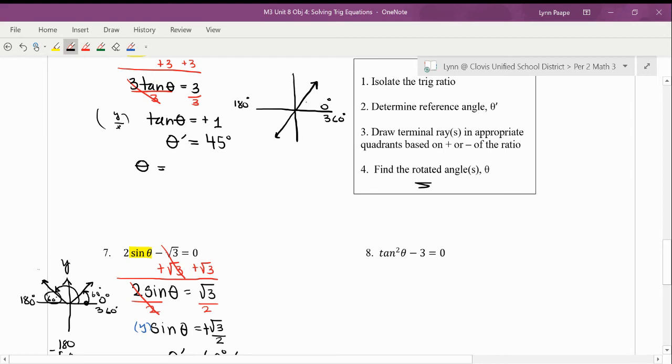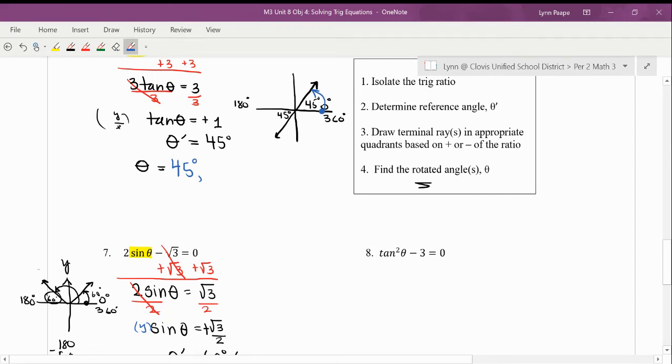So our reference angle is 45 degrees, so that means we're 45 away from the x-axis. So let's rotate into quadrant 1. From 0, how far did I rotate to get to the first one? Well, I rotated the reference angle amount, so that would be 45.